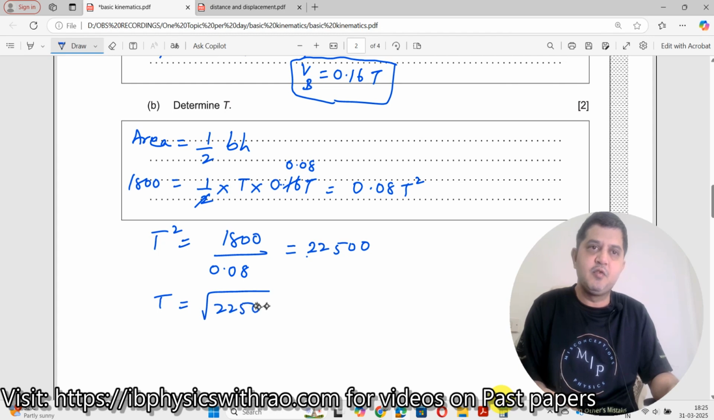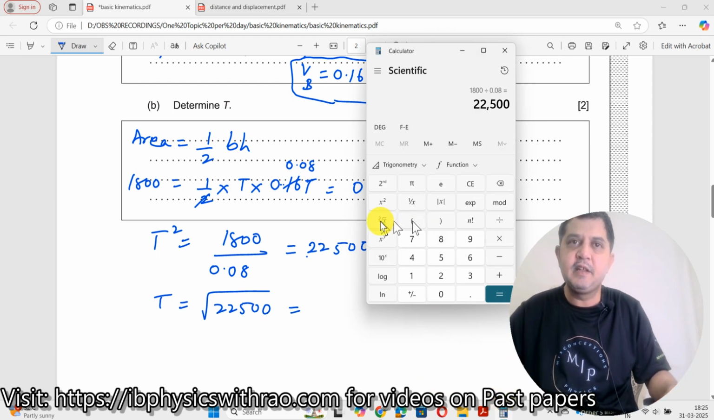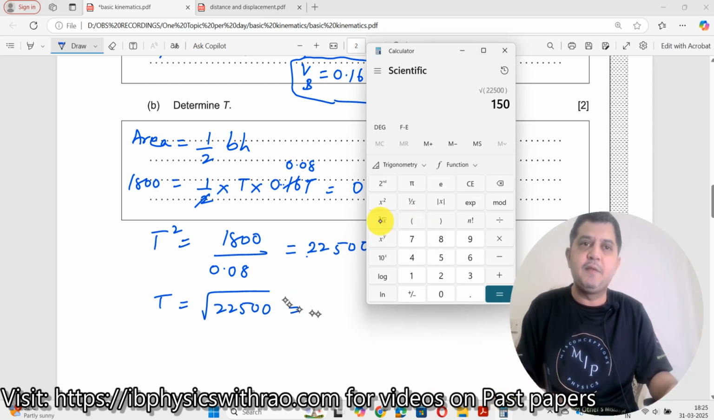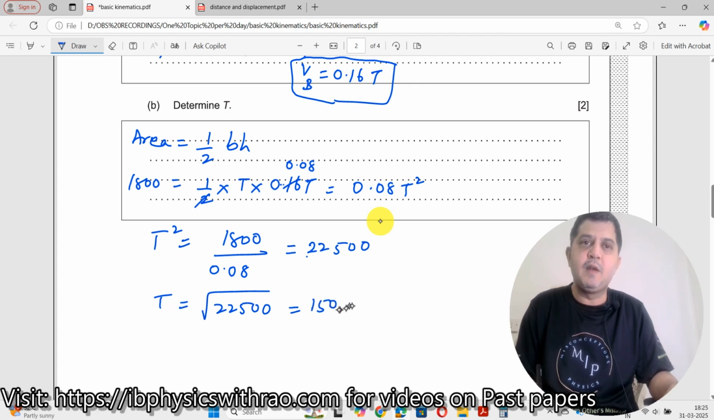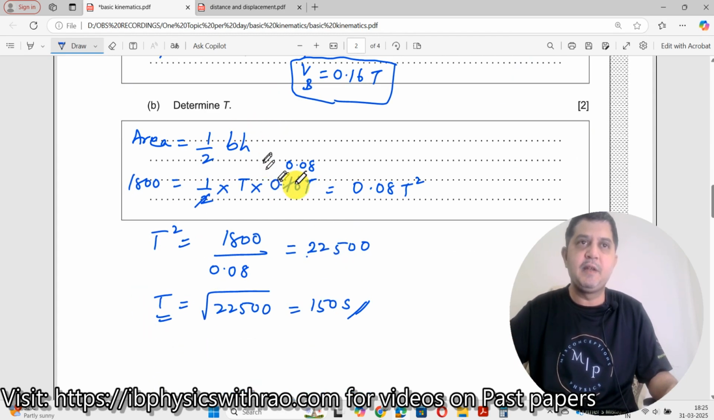So t is equal to the square root of 22,500, which is 150. What is the unit? Seconds. t is measured in seconds, so the answer is 150 seconds. So the value of t is 150 seconds.